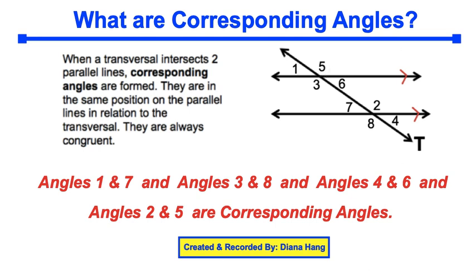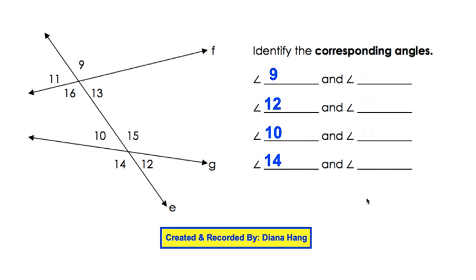Let's take a look at this next example. Here we have a diagram, and I have provided 4 angles, and I would like you to carefully match up the corresponding angles. So the first one, I'm providing to you angle 9, and I want you to carefully identify the corresponding angle to angle 9. Let's see if you are correct. That would be angle 15. So angle 9 and 15 are corresponding angles.